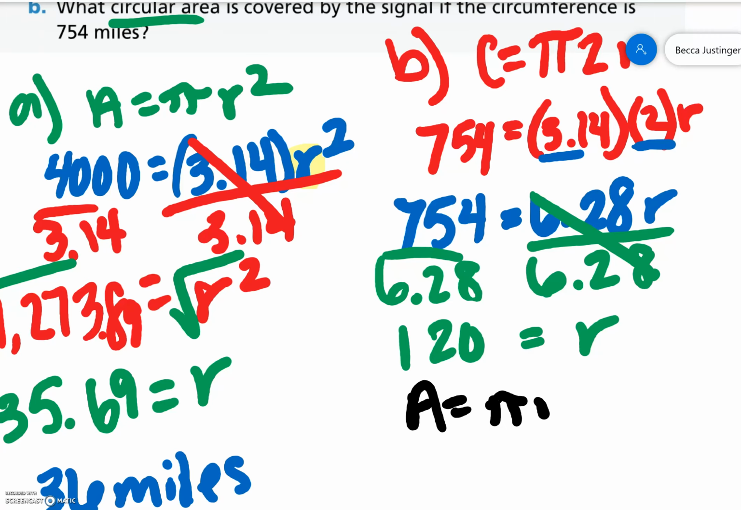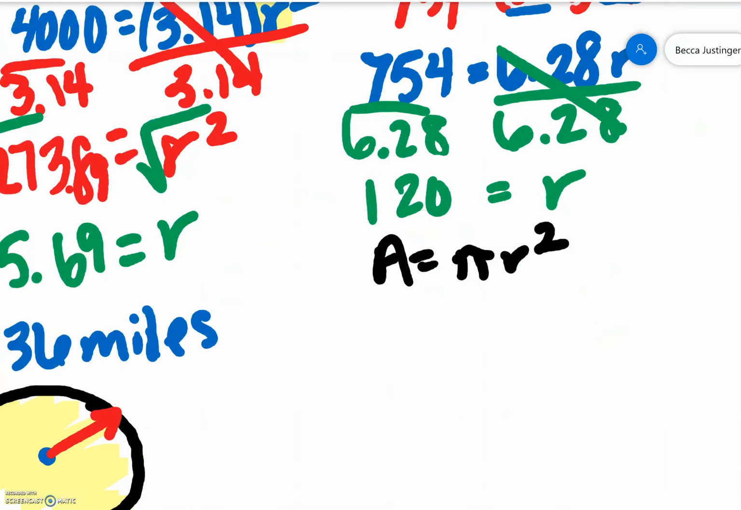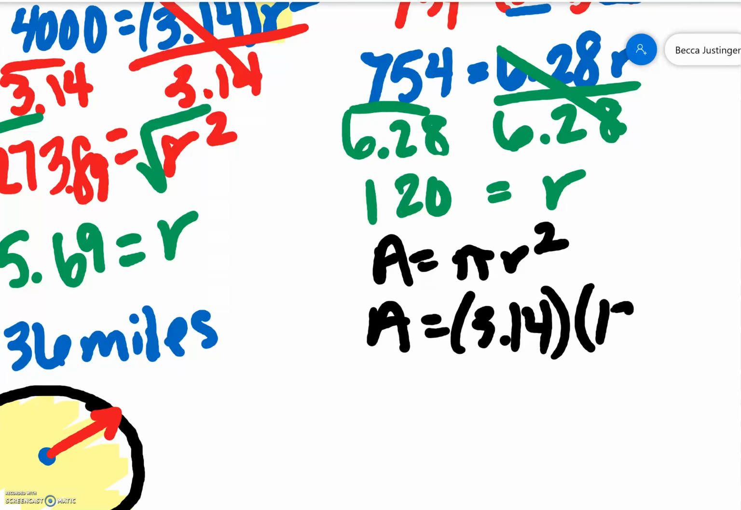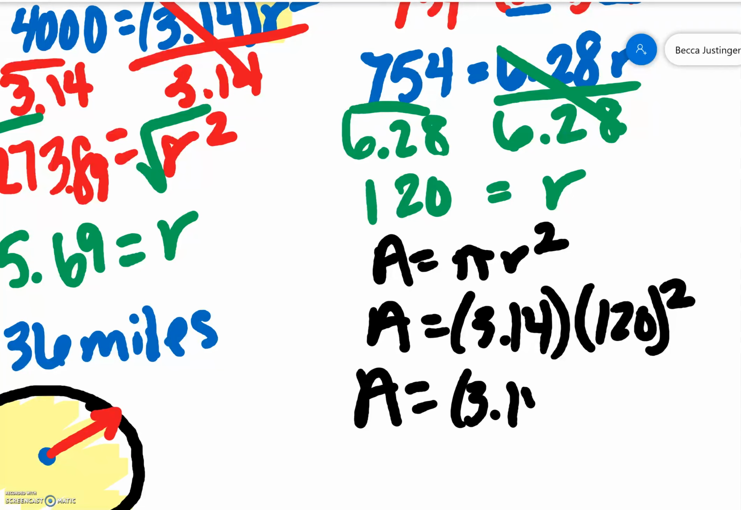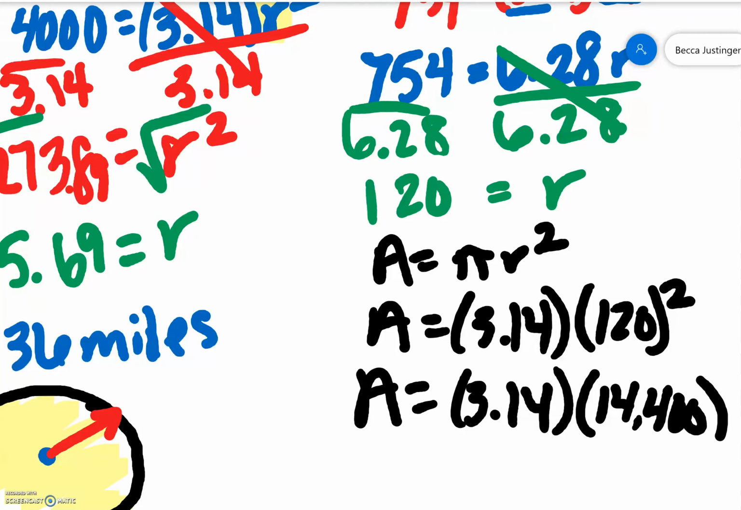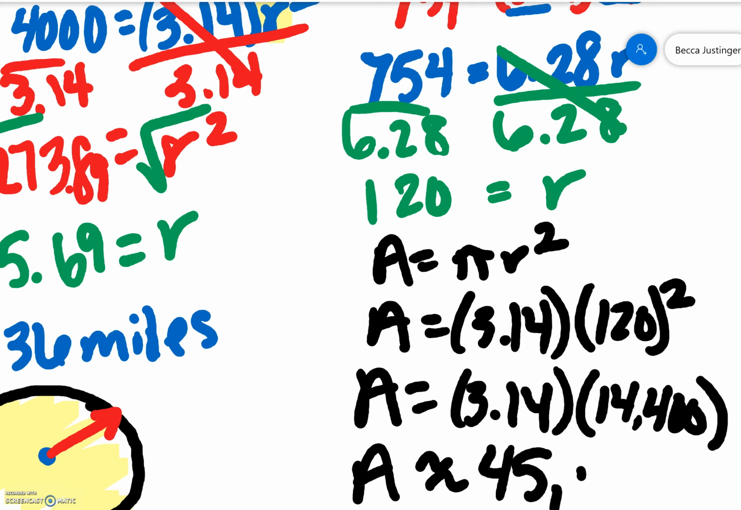Area equals pi r squared. Plug in what we know. I don't know the area. I'd like to use 3.14 for pi. And the radius we just found was 120. So I'm going to square 120, because in PEMDAS, that squaring comes first. And that gives us 14,400. Last step, multiply that by pi, 3.14. And our area is about 45,216.